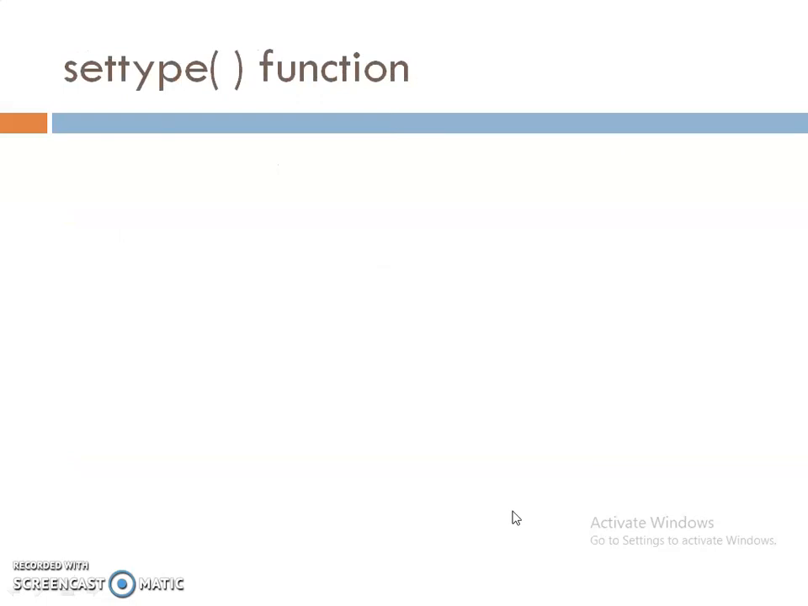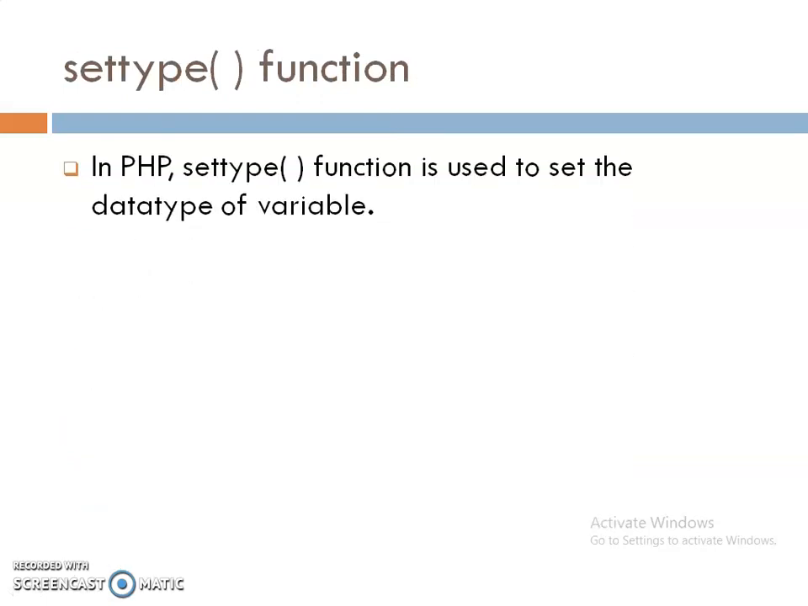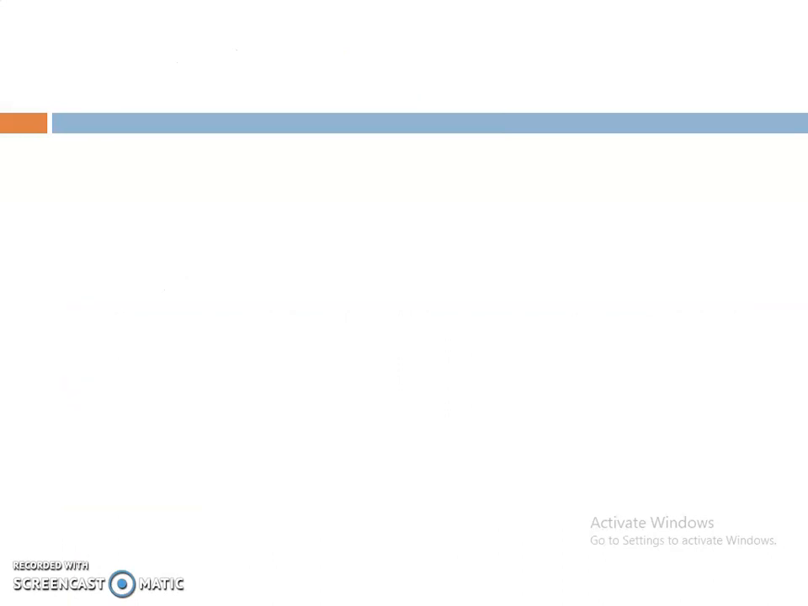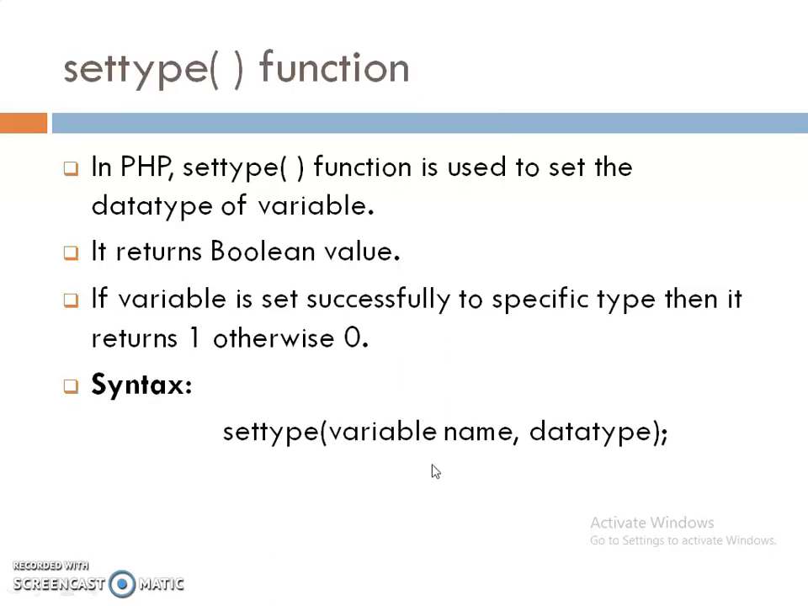Now the settype function. It is used to set the data type of a variable. It will always return a Boolean value. If your variable is set successfully to the specific data type, then it will return 1, meaning true. Otherwise, it will return 0, meaning false. Syntax: name of the function. In the brackets, as arguments, we are passing two parameters. First is the variable name and second is the new data type which we want to set.